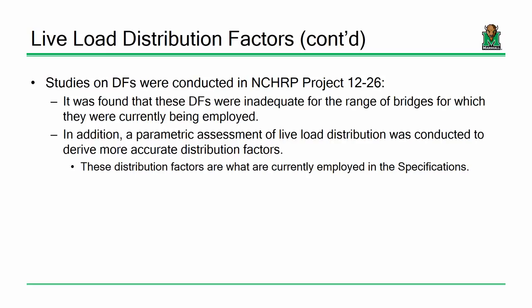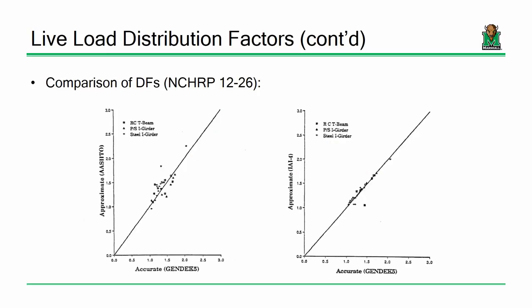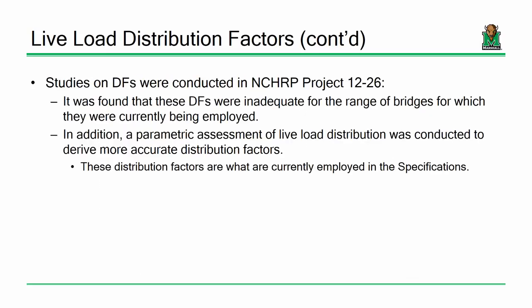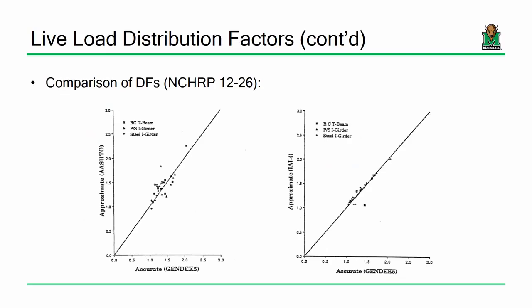The problem is that engineers took these and applied them everywhere, okay? And they just didn't work everywhere. So a massive research study was done back in the 80s. This was done by Imbsen and Associates. It's NCHRP Project 1226. NCHRP stands for the National Cooperative Highway Research Program, and it's where a lot of federal highway research is allocated through.